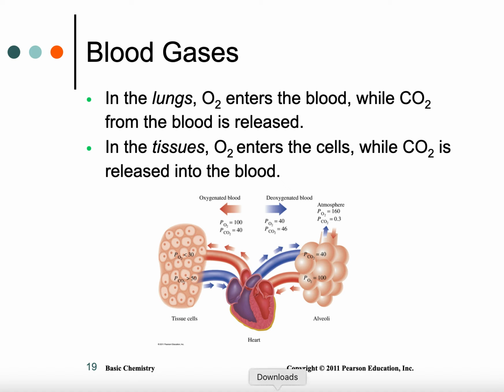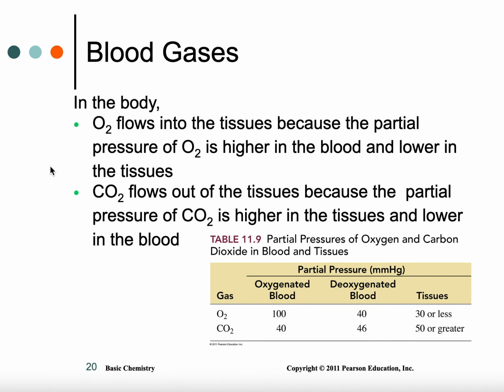Because it's partial pressure. It's wherever you have the most pressure, okay? So oxygen flows into the tissues because partial pressure is higher in the blood. Wherever it's higher, it moves from high concentration into low. And then the carbon dioxide is higher in the body tissues, lower in the blood, so it moves into the blood. And then the same thing happens in the lung. It's higher in the blood, it goes into the lung. And then once it's in the lung, you simply exhale and all of that carbon dioxide comes out with it.